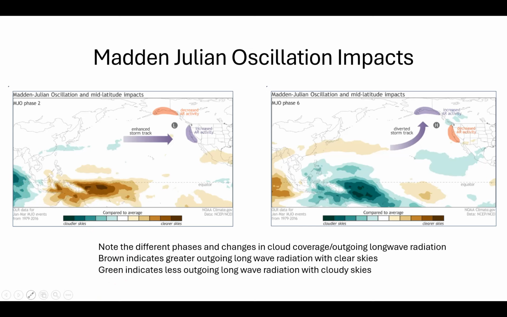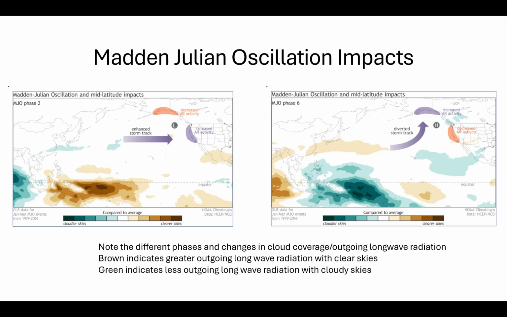All right, I'm going to draw this out, okay? So MJO phase 2, let me get my pen back out. I want to show you something really cool. So whenever you see green colors, I want you to think of cloudier skies in each of these charts or diagrams. Green means cloudier skies and most likely enhanced precipitation. Where you see the brown coloring, that's indicative of clear skies.